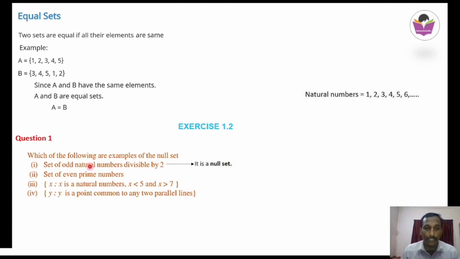So remember, each and every statement we have to go through very carefully and identify whether the elements are there in the set or not. If there is no element, then we can say it is a null set. Next is set of even prime numbers.